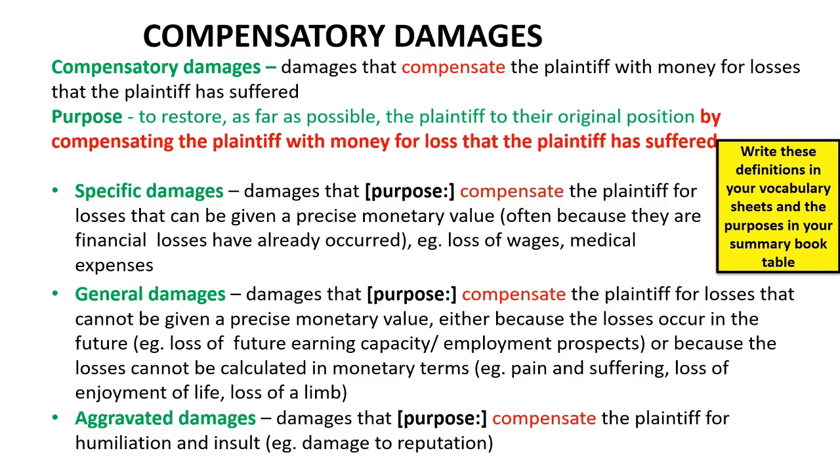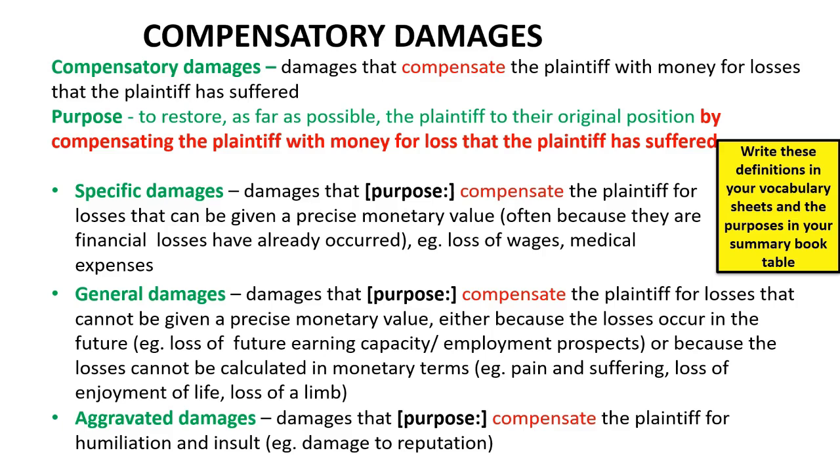Again, remember that the overarching purpose of civil remedies is to return the plaintiff as far as possible to their original position. Well, aggravated damages cannot perfectly restore the plaintiff to their original position. This is because humiliation, insult, and reputation cannot be measured in monetary terms. Money does not take away the humiliation and insult that a plaintiff has suffered, and money does not restore a plaintiff's reputation. However, the best that we can do for the plaintiff in the circumstances is to give the plaintiff money. Again, this highlights the significance of the words "as far as possible."